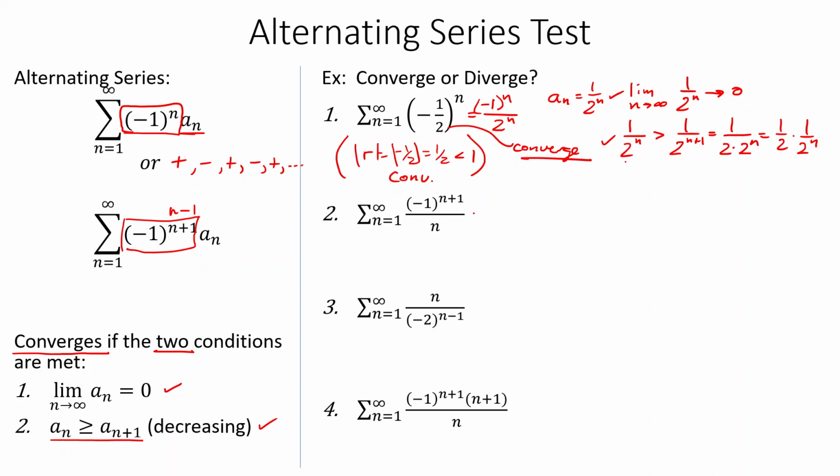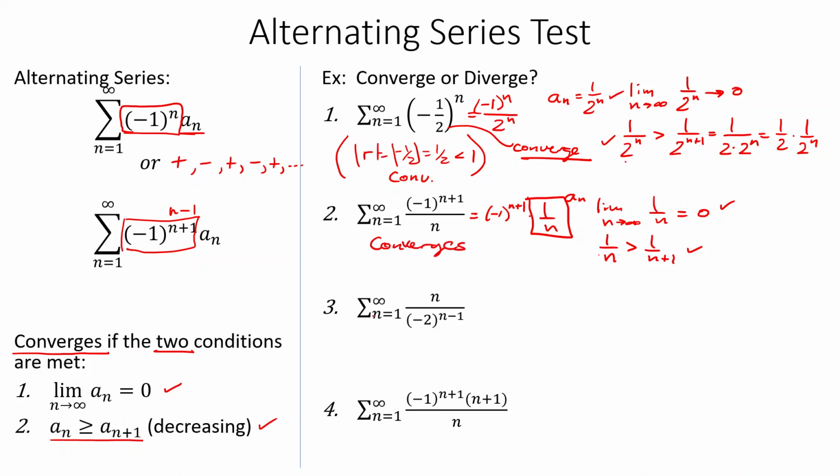All right, next one. Again, we look at this as (-1)^(n+1) times, say, 1 over n. So this is our a_n right here. We look at the limit as n goes to infinity of 1 over n. And sure enough, that does equal 0. And then is it decreasing? Is 1 over n greater than 1 over n+1? Yeah, it is. This bottom's bigger, so it's decreasing. So both of these check out. So this series does converge.